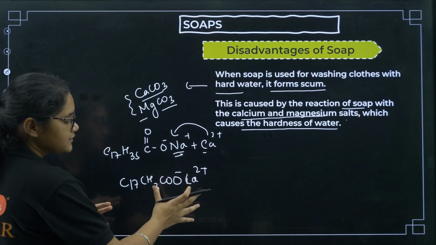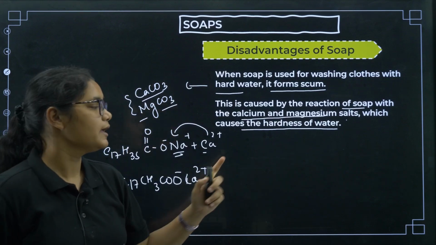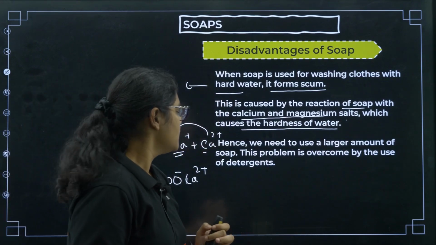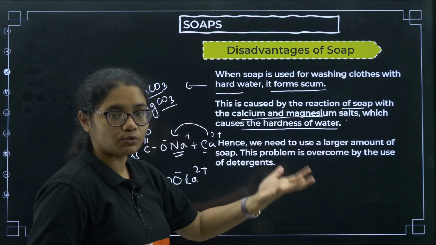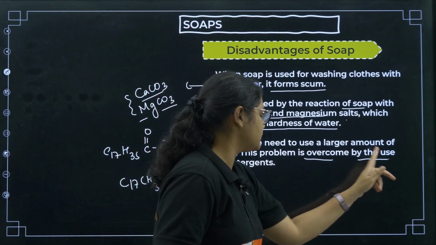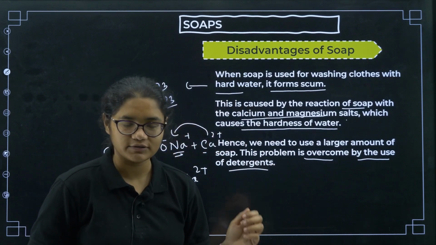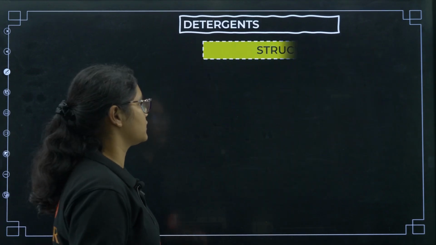Okay, so calcium salts are formed, and these calcium salts are insoluble in water and form scum. Hence we need to use a larger amount of soap. So you have to use more soap to clean the same amount of dirt. This problem is overcome by using detergents. So now you understood why we need detergents. We'll understand how detergents work now.